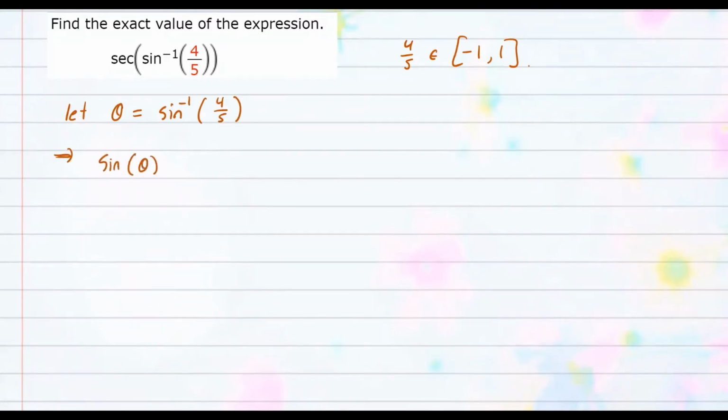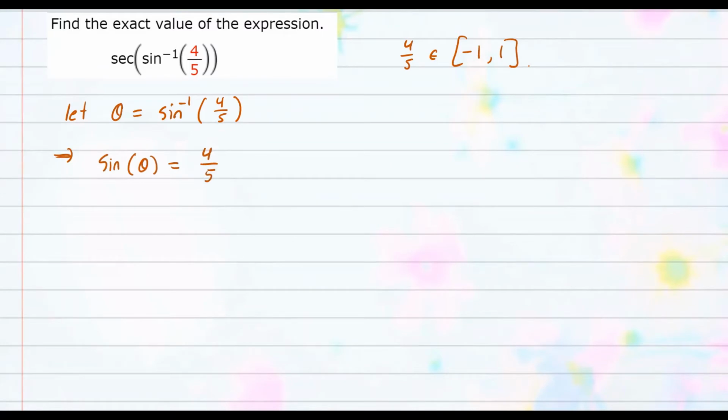So here's another problem. Again, we're going to let this be theta, and always make sure that the input is within the domain of the inverse function. So we know 4 over 5 is within the interval -1 to 1. So this is good. It's not undefined. So now we let theta be equal to sine inverse of 4 over 5. That would mean that sine of theta is equal to 4 over 5.